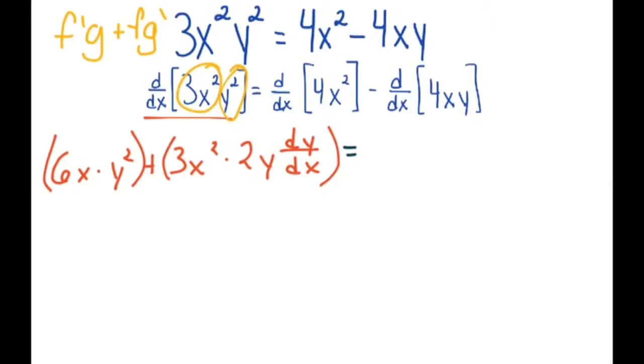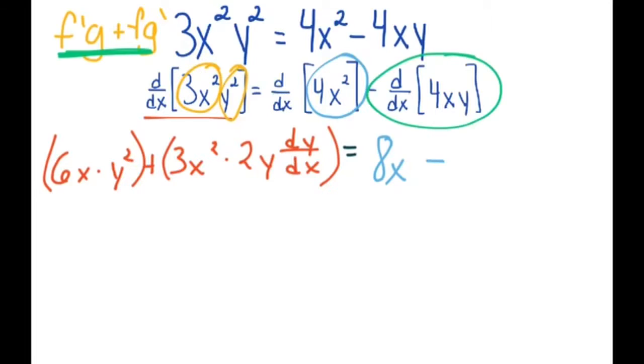And for the other side, this part would be simple to find the derivative. You would just get 8x and then minus, and you have to find the derivative of this, and you would have to use product rule to find that. So again, you would use this type of formula for the product rule of this.